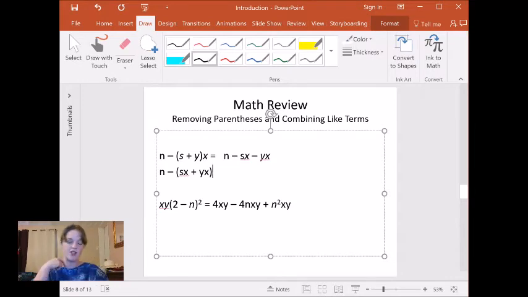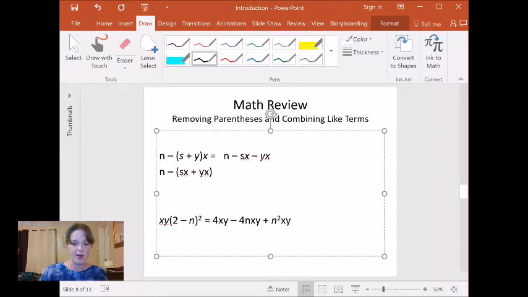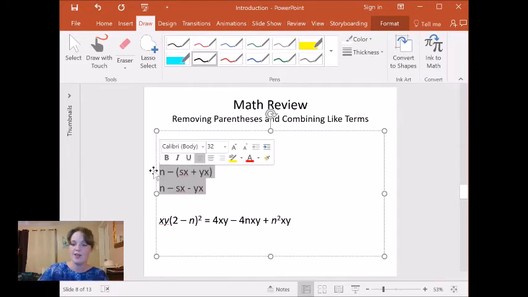Let's do that. All right, so I end up with n minus x sx and plus yx. And now what do I have to do? Well, just like I did in the last problem, I have to distribute out this negative number, right? So I end up with n minus sx, but also minus yx, because I had to distribute this negative number here, because this is n minus this whole thing, so n minus sx minus yx.